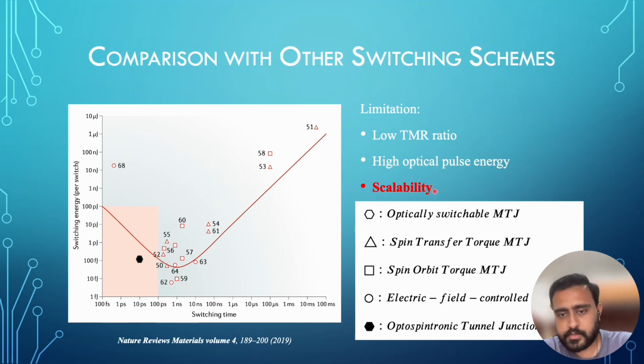Also, scalability is a huge issue because femtosecond lasers are huge equipment, and they need to be miniaturized before we can think about using MTJ in our everyday electronic items.